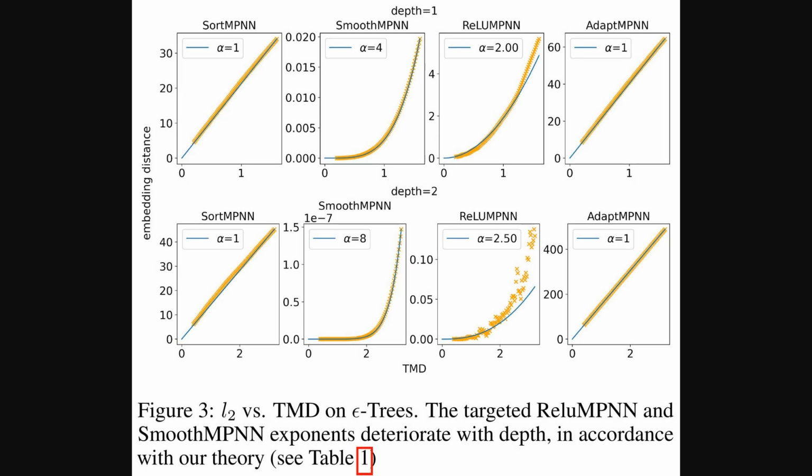Building on that strong performance on standard benchmarks, these next plots take us back to those challenging epsilon trees. We're looking at embedding distance versus tree movers distance, or TMD, which is a measure, based on the Weisweiler-Lehmann test, of how different two of these special tree-like graphs are. You can see for sort MPNN and adapt MPNN, the lines are straight, with that ideal alpha of 1, showing great separation at both network depths. But for smooth MPNN and ReLU MPNN, the alpha value gets worse as the network gets deeper, meaning their ability to tell these epsilon trees apart really degrades, just as the theory predicted.